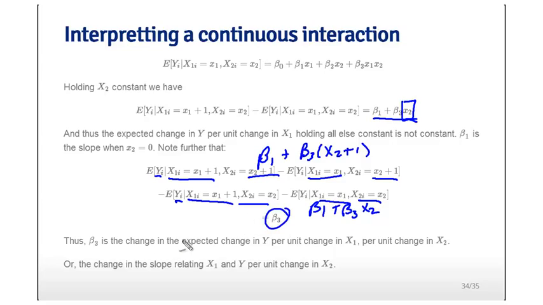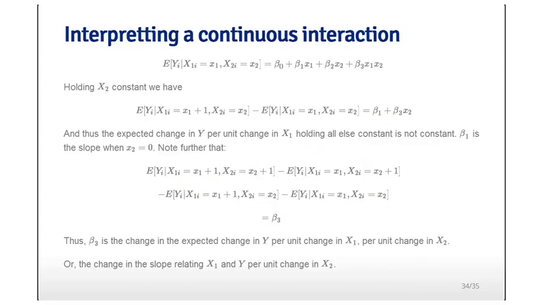So beta 3 then is interpreted as a change in a change. Beta 3 is the change in the expected change per unit x1 per unit change in x2. Okay? It's a change in a change.